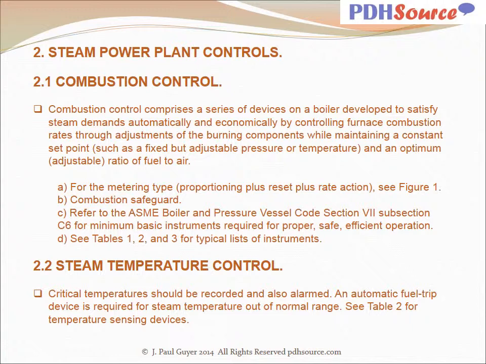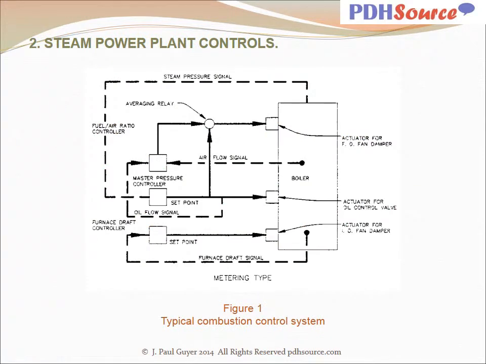B, combustion safeguards. C, refer to the ASME Boiler and Pressure Vessel Code, Section 7, subsection C6 for minimum basic instruments required for proper, safe, efficient operation. And D, see Tables 1, 2, and 3 for typical lists of instruments. For steam temperature control, critical temperatures should be recorded and also alarmed. An automatic fuel trip device is required for steam temperature out of normal range. See Table 2 for temperature sensing devices. Figure 1 indicates a typical combustion control system schematic.